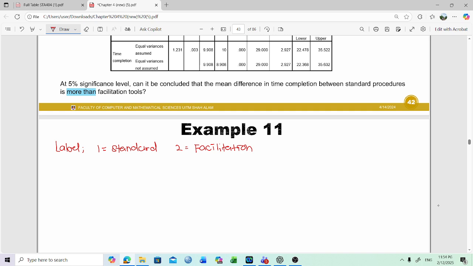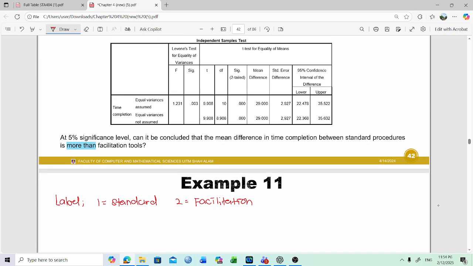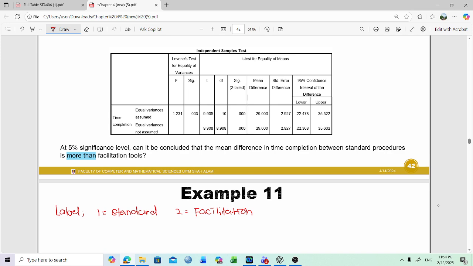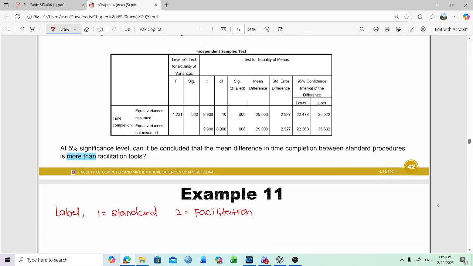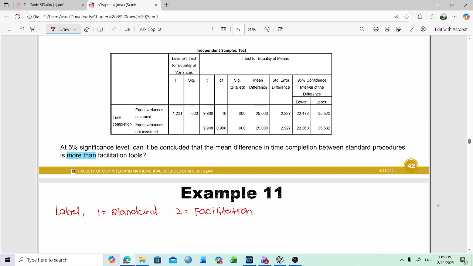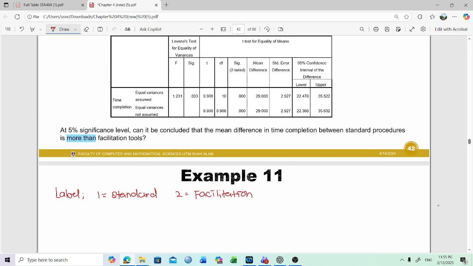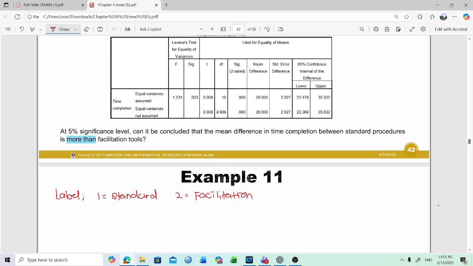For this question, you need to carry out the Levene's test first because it doesn't mention here whether it is equal or unequal variances, right? Actually, there is another question. It is like A, B, and C. A, you need to do the Levene's test. You need to know whether it is equal variances or unequal variances in order for you to proceed with the hypothesis testing. Okay, so for this one, you need to carry out the Levene's test. So let's do the Levene's test first.